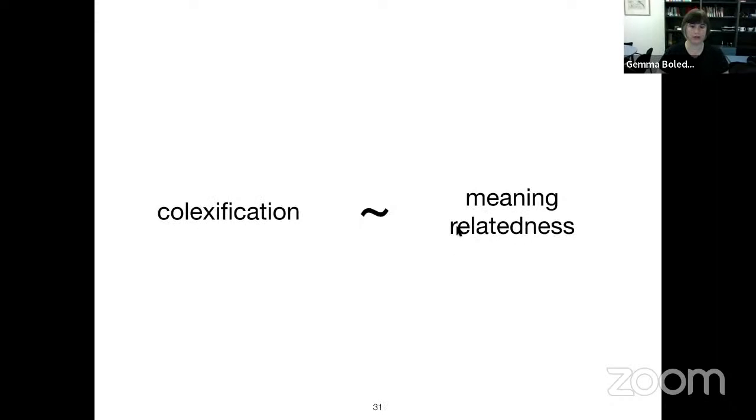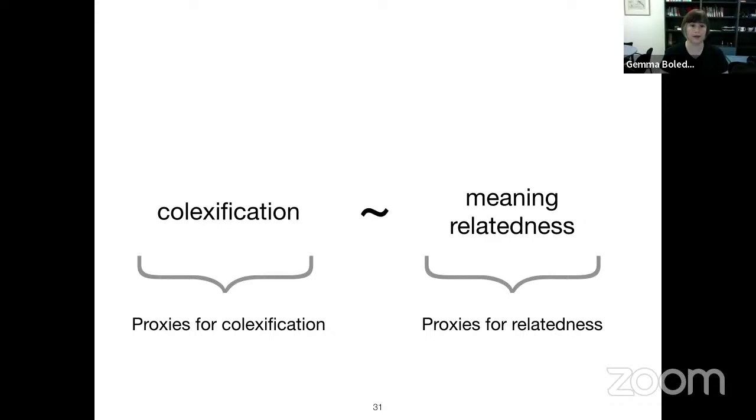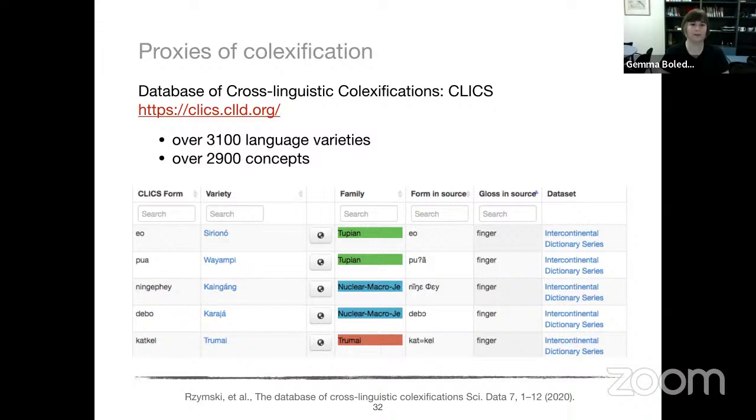What we are doing is checking the relationship between meaning relatedness and colexification. And for that, we need data. And in particular, we need proxies for each of these two phenomena. For colexification, we are really grateful to be able to use a great resource, namely the CLICS database of cross-linguistic colexifications that's freely available. And this database contains data for over 3,000 language varieties and almost 3,000 meanings. And on the slide, there's a screenshot of the interface. And as you can see, what CLICS provides us with is, on the one hand, an inventory of meanings that we just use as is. And on the other, the words that are associated with these meanings in different language varieties.